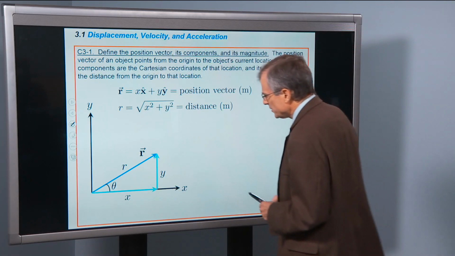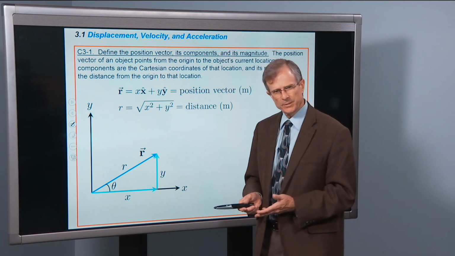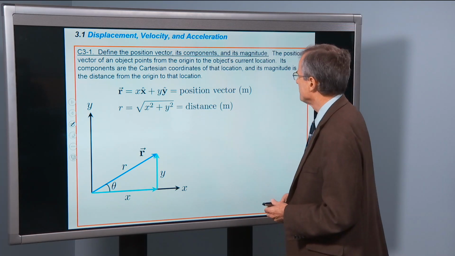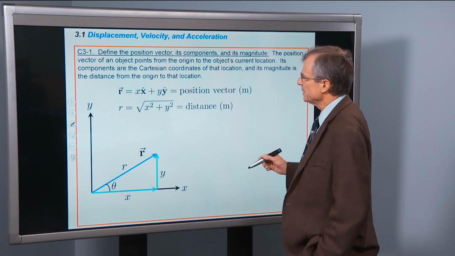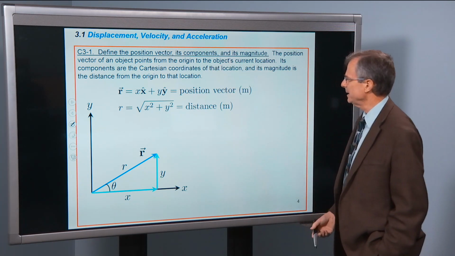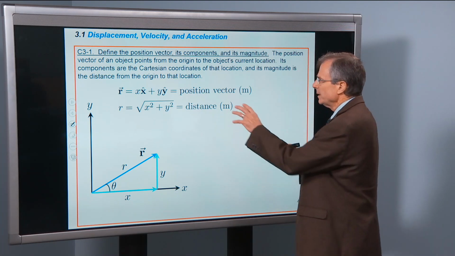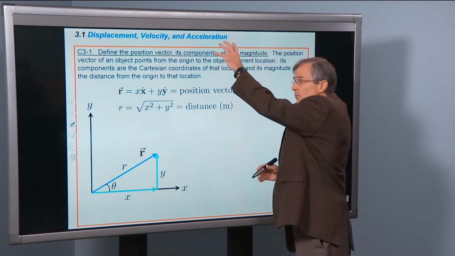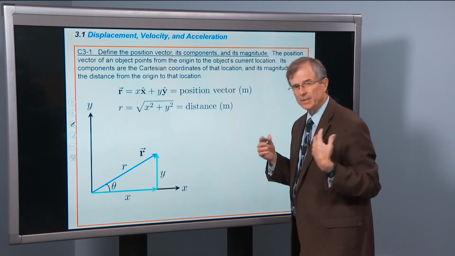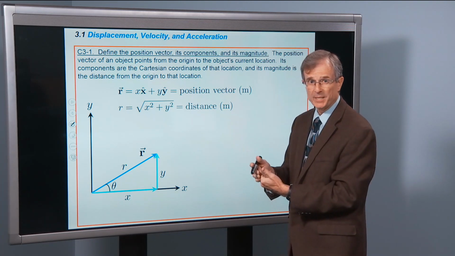So the basis for everything is the position vector. We've talked about vectors in chapter 1. This is a very special kind of vector. And the concept is to define the position vector, its components, and its magnitude. So I'd like for you to commit to memory both these words here and these equations down here. Together they give a complete understanding of the position vector, and they do complement each other.